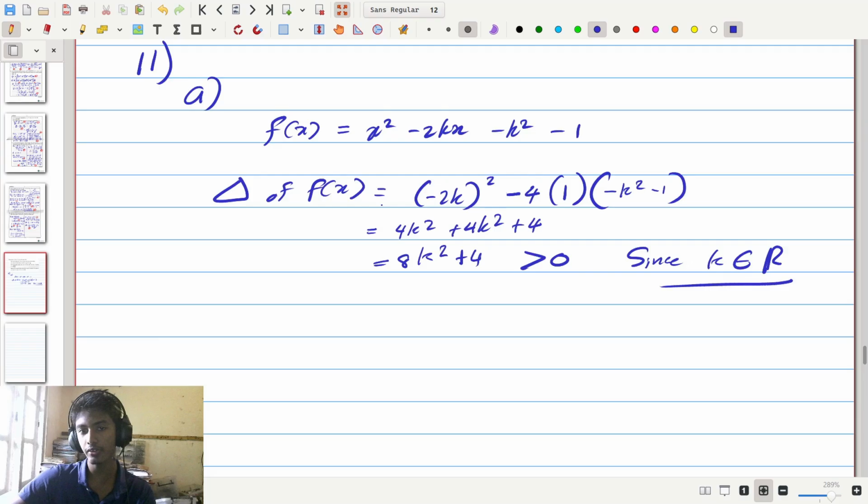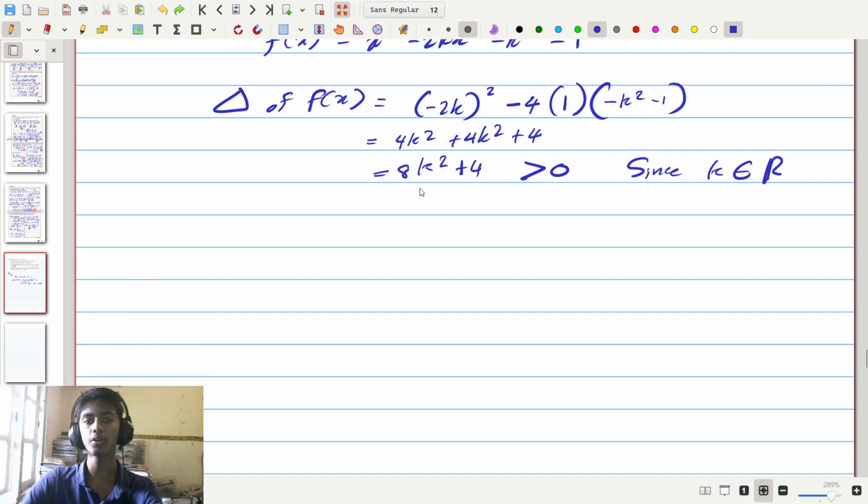If we just say k is an element of the real numbers, they'll get the point that since k is a real number, k squared is positive, so we have a positive number plus another positive number, which is itself a positive number. So now that we have that, let's move on to the next bit. From this, we can see that the two roots of f(x) are going to be real and distinct.